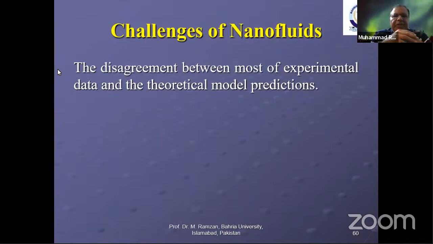The disagreement between most of the experimental data and the theoretical model predictions. There is a disparity between the theoretical presentation of the studies given by the different authors and the experiments conducted. Experimental work gives approximately, you can say, near to the theoretical work, but not exactly what the theoretical work says.